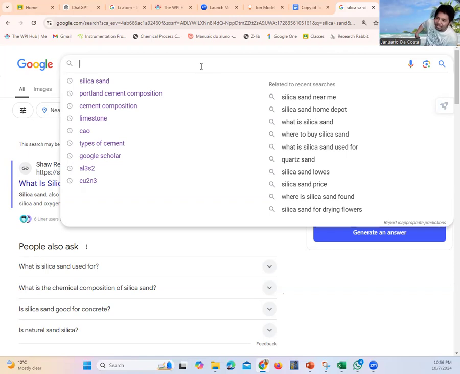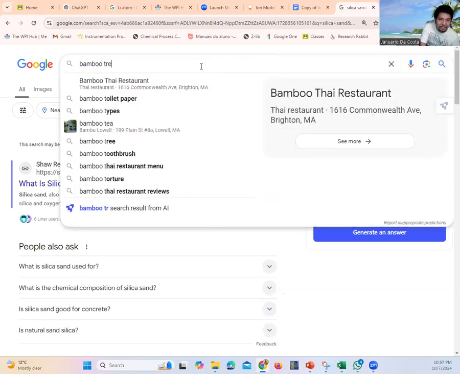That's a chemical reaction. Basically, all you need to do is you submerge it into water. Bamboo treatment for construction.